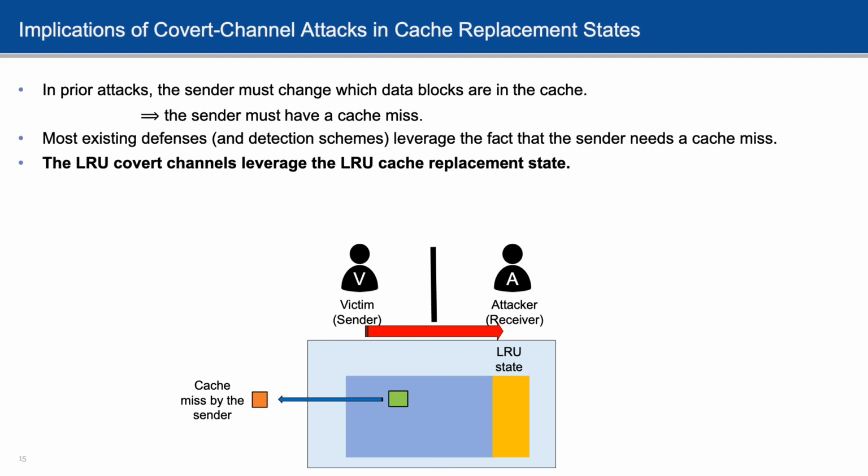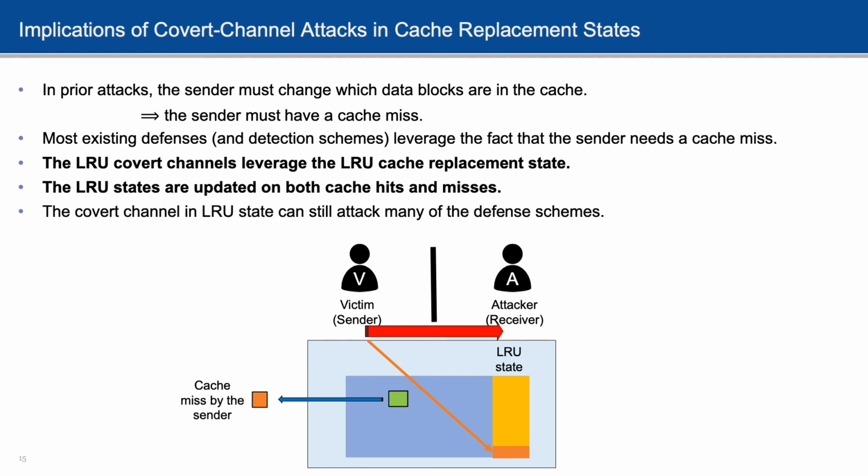But in our LRU covert channel attack, we leverage the LRU cache replacement state. In our attack, the victim updates the LRU state and then it is observed by the attacker. And this state is updated on both cache hits and misses, which means a cache miss is not necessary for the sender. Thus, the covert channel in the LRU state can still attack many of the defense schemes.